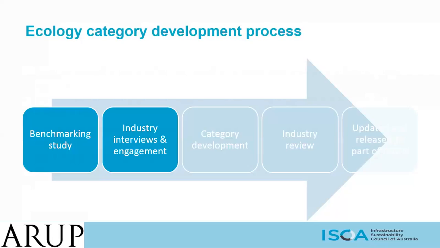The feedback obtained during this process provided fundamental direction for the establishment of realistic approaches and requirements to be incorporated into the credit for the draft ecology category chapter for IS version 2.0. A primary outcome of these interviews was the identification of a number of shortcomings associated with the current business-as-usual approach to ecological impact assessment and mitigation associated with infrastructure projects.